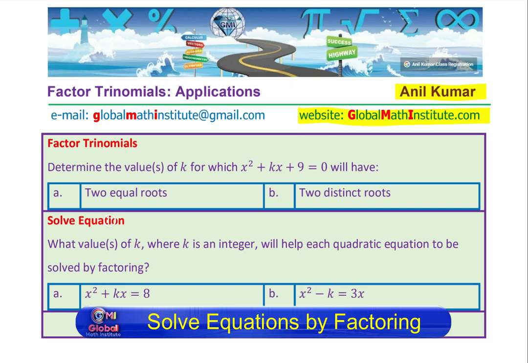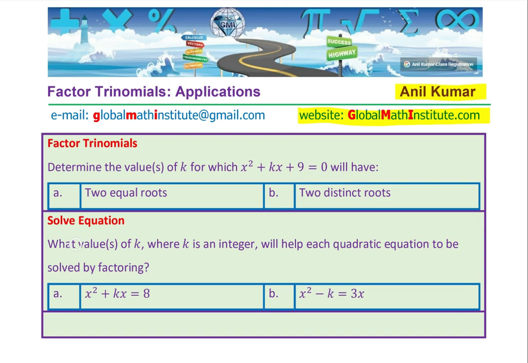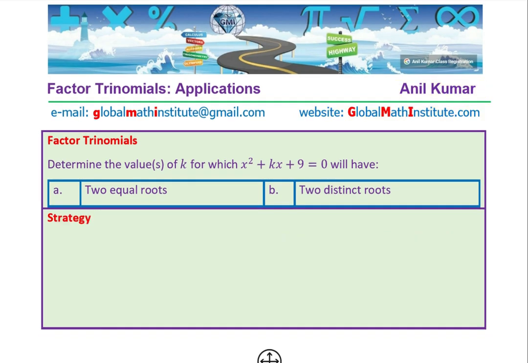Question number 2 is to solve the equation. What values of k, where k is an integer, will help each quadratic equation to be solved by factoring? x squared plus kx equals 8 and x squared minus k equals 3x. You can always pause the video, answer these questions, and then look into my suggestions. Now let's look into the strategy involved in solving such questions.